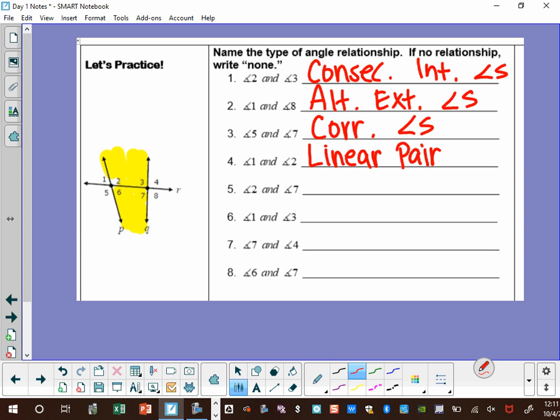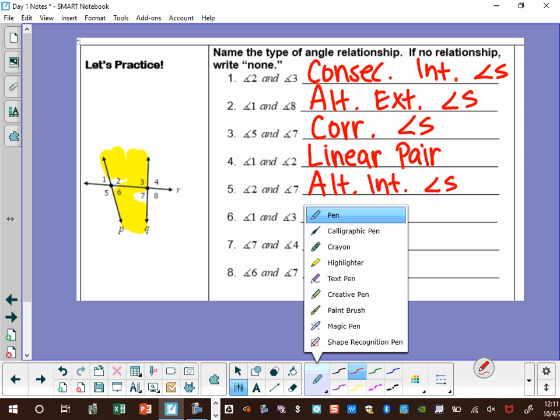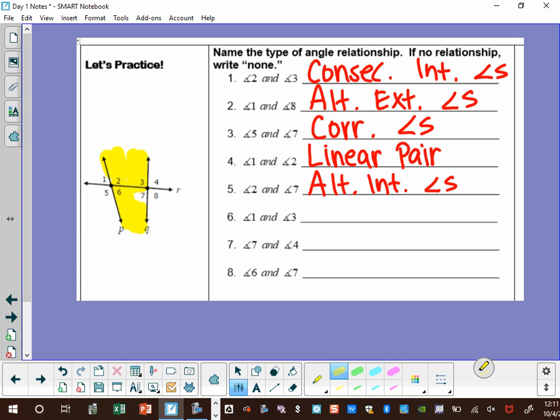All right, what about angles 2 and 7? They're both on the interior. The alternate interior angles. Good. Alternate interior angles. I like how you are flipping back and forth. This is where the cheat sheet will really come in handy because it'll be easier for you to access your angles.